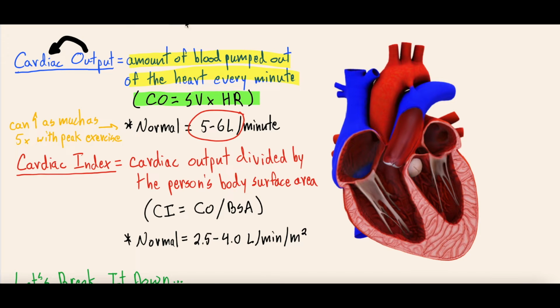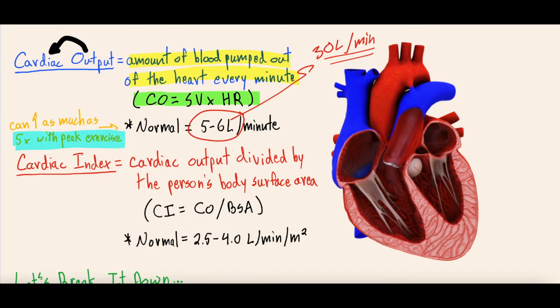Interestingly, when they studied this, specifically in those who are young, healthy, this can increase as much as 5 times with peak exercise. So those that are young and healthy can actually increase their cardiac output to almost 30 liters per minute with extreme exercise. 30 liters per minute of blood that your heart is pumping around your body every single minute with extreme exercise. That's, again, incredibly impressive, a physiologic feat if you really think about it. So that's your cardiac output.